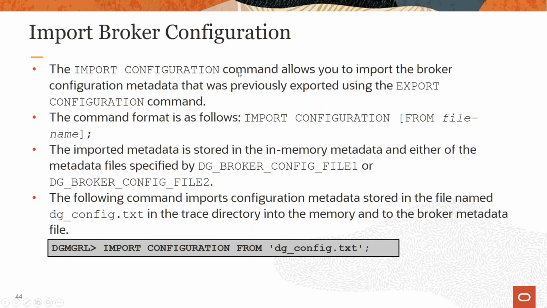So the import configuration command allows you to import data guard broker configuration metadata, which could be configuration property, database property, instance property. So these are all imported. So your data guard broker will be synchronized.